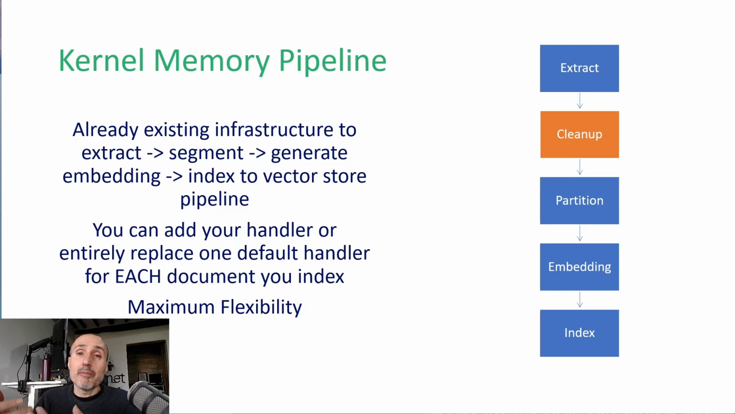So kernel memory, if you work with .NET, is a good choice because even if it's not as feature complete as other solutions in Python, it's written in C#. It gives you greater flexibility. And if you know C#, it's very easy to write just the little piece of code you need to customize to your needs. And this concludes this presentation.